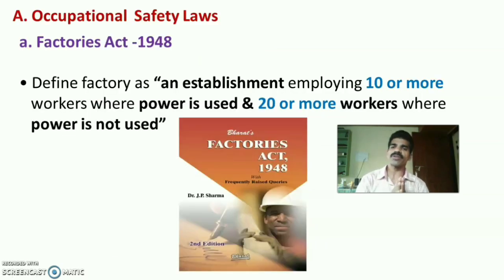First is Occupational Safety Laws. In that, the Factories Act 1948, the Indian Factory Act, defines what a factory is. According to this Act, a factory is an establishment employing 10 or more workers where power, electricity, is used, and 20 or more workers where power is not used, working together. That setting is called a factory. So according to the Factories Act 1948, a factory is an establishment employing 10 or more workers where electricity is used, and 20 or more workers where electricity is not used.